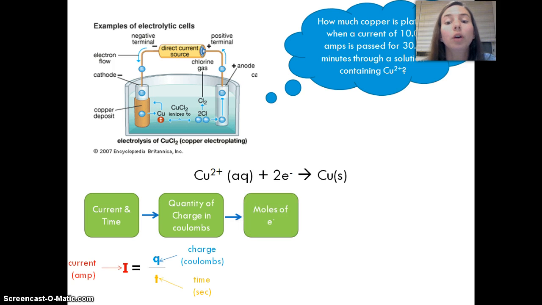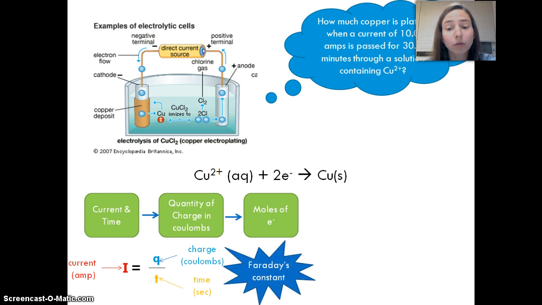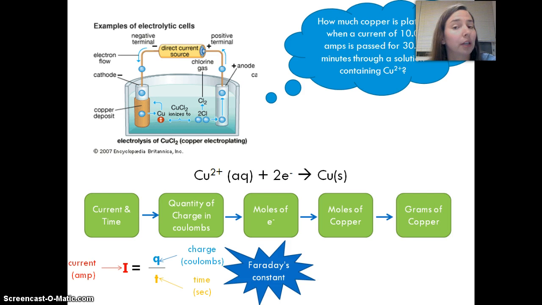Once we've solved for Q, we can actually convert that into moles of electrons. We can do that using Faraday's constant, which I'll talk about in just a little bit. And once we know how many moles of electrons we have, we can use the balanced half reaction stoichiometry to figure out the moles of copper. And then, of course, moles of copper can easily be converted into grams of copper.